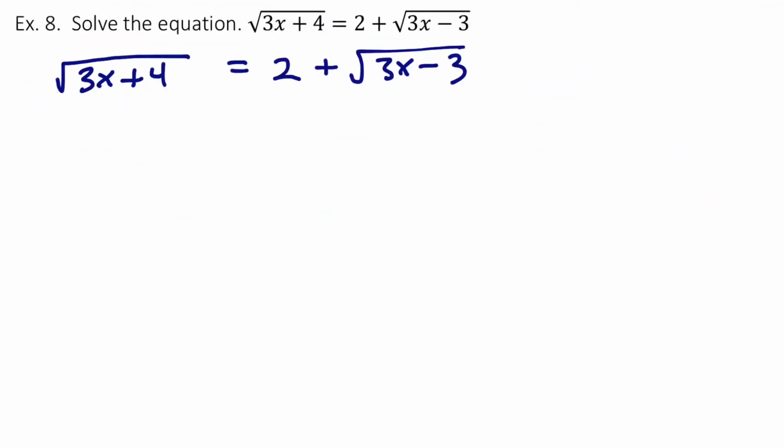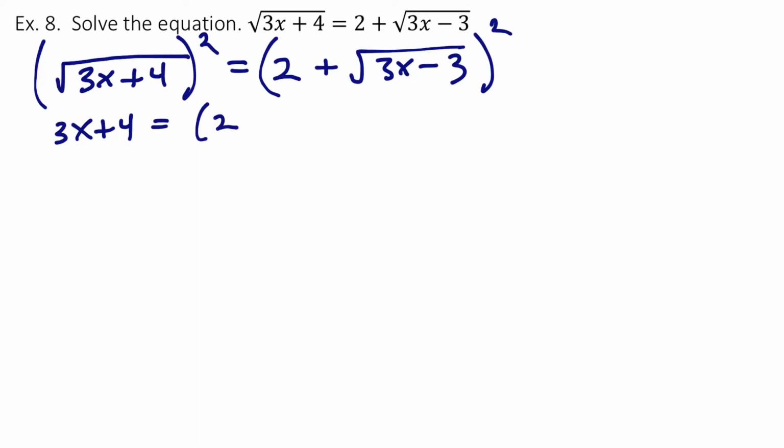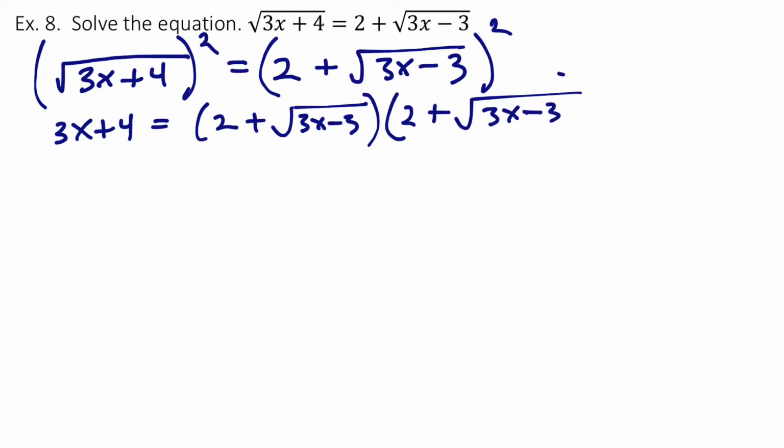Okay, on this example here, example 8, I've got radicals on both sides. And I have 2 terms here. So when I square it, it's going to become a more complicated equation to solve. So I'm going to square both sides here. So I've got 3x plus 4 is equal to 2 plus square root of 3x minus 3 squared. So I'm going to write this out twice. All right, and now I'm going to continue on simplifying this.